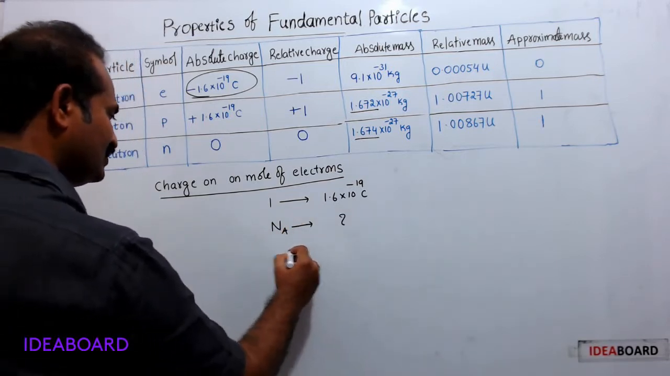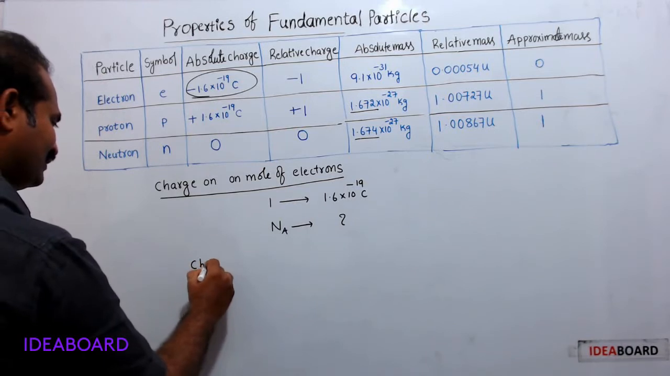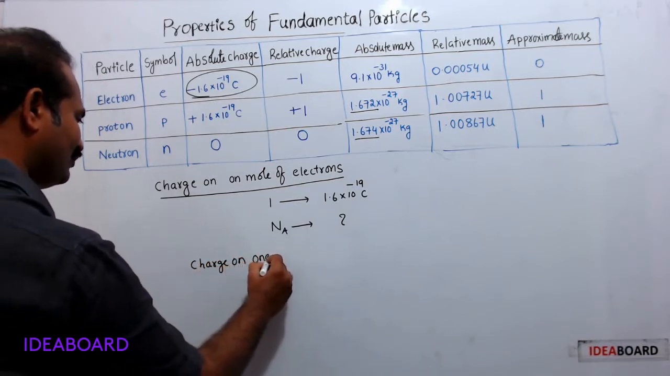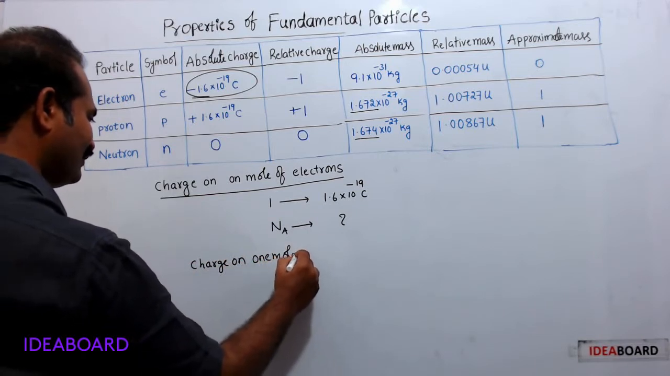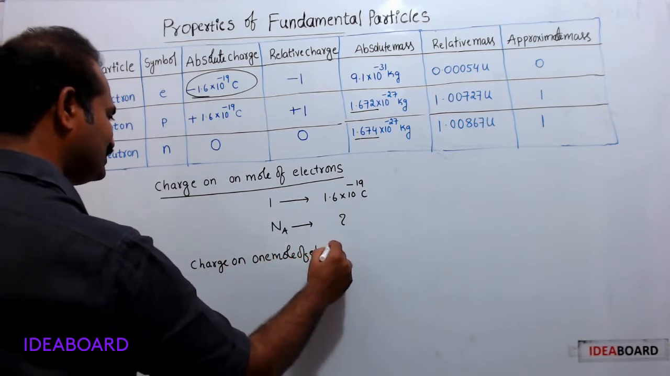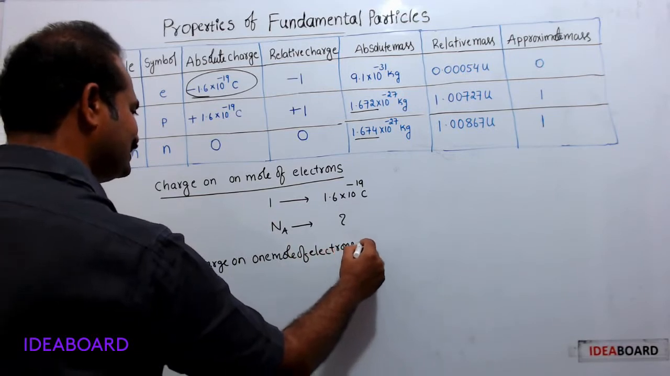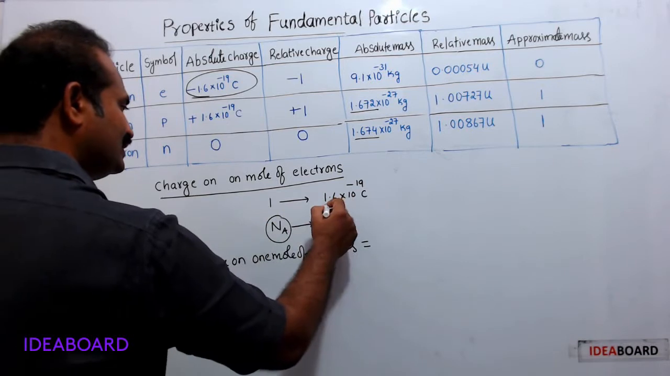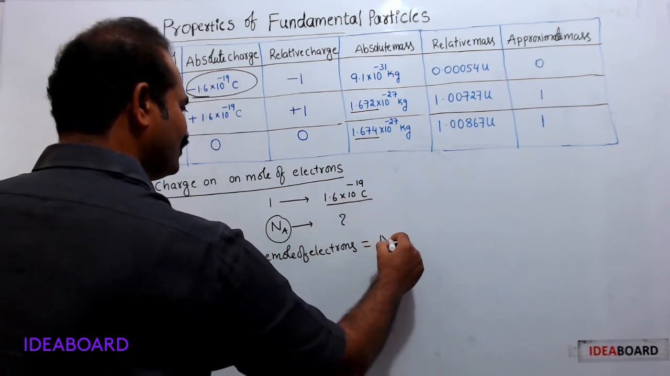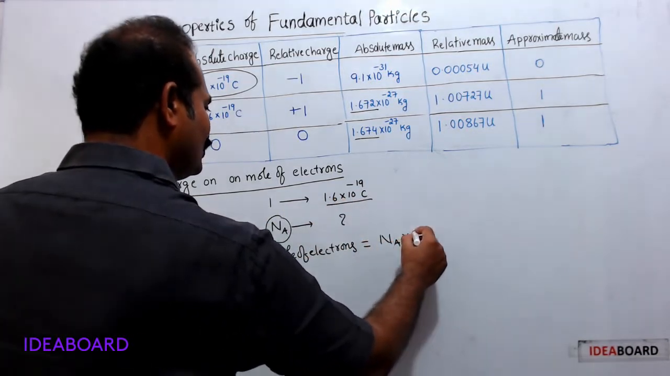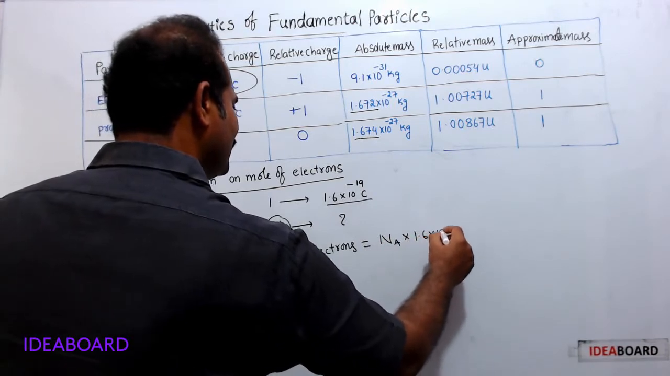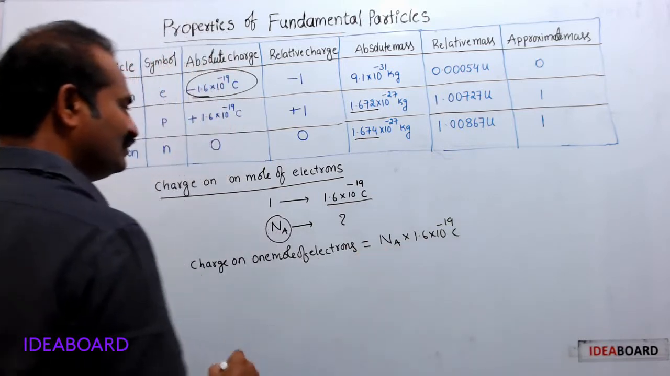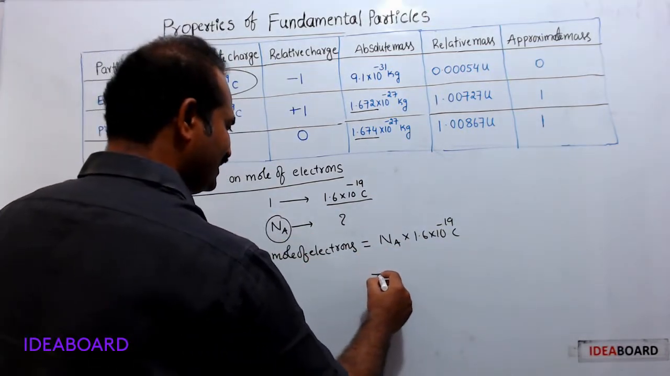So therefore, charge on 1 mole of electrons is equal to Avogadro number into this, divided by 1. Therefore Na into 1.6 into 10 power minus 19 coulombs divided by 1. Okay, this one. Therefore here, what is the value of Avogadro number?